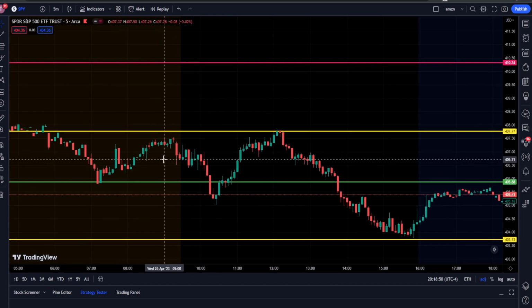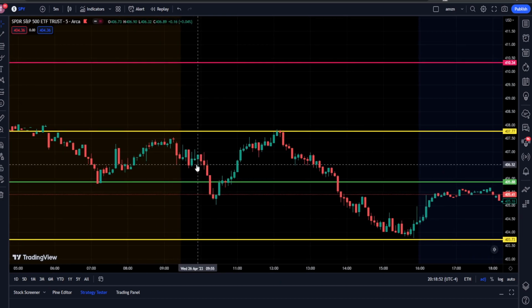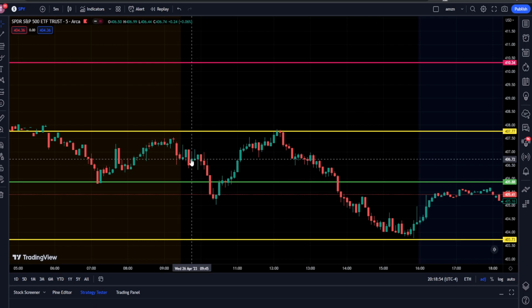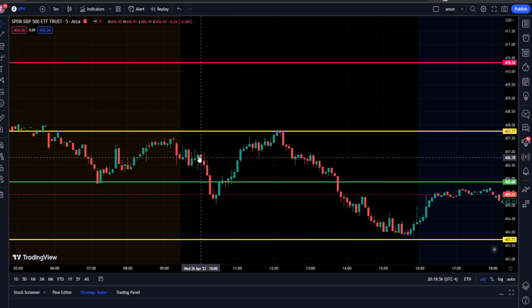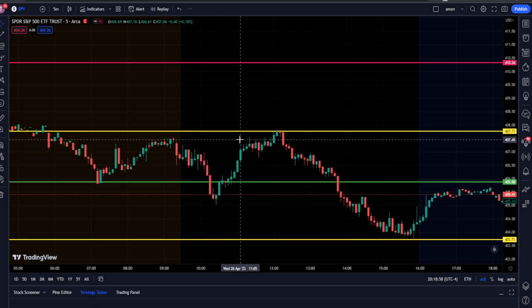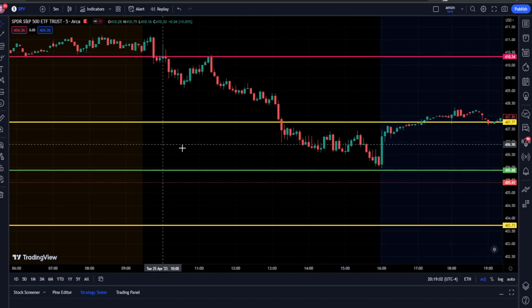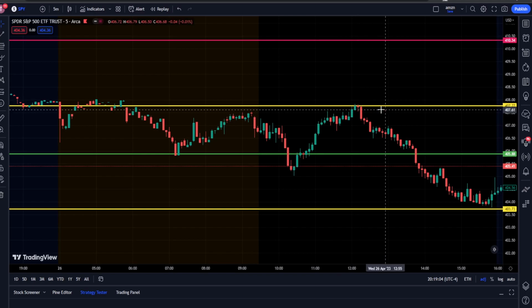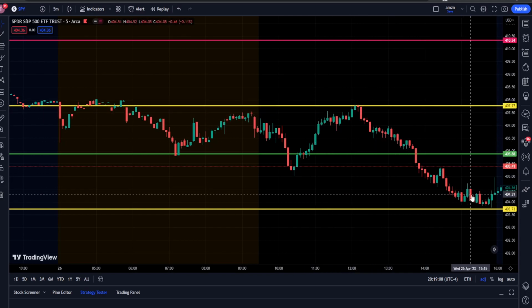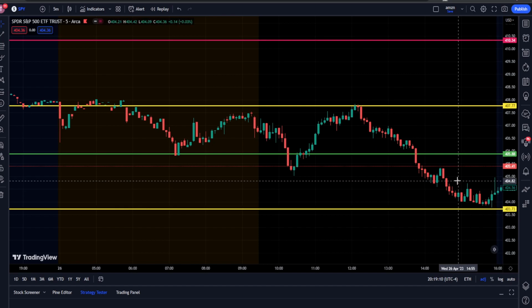Let's see what we would have done today. Today you're going to see we're going to play the high. This is an old 15-minute level, old 15-minute break, old 15-minute high, right? We got rejected off that high, and then we went down for the rest of the day. Very simple, very easy.